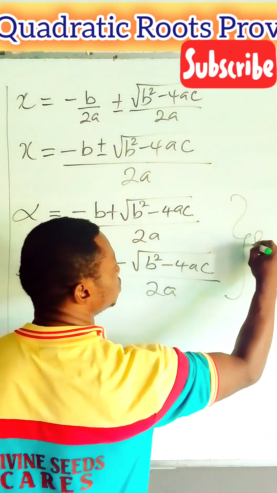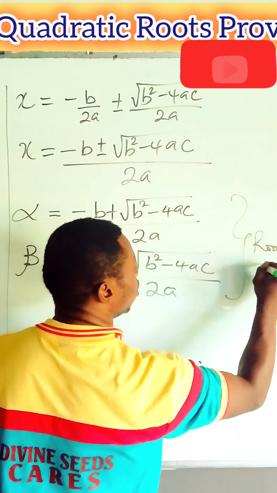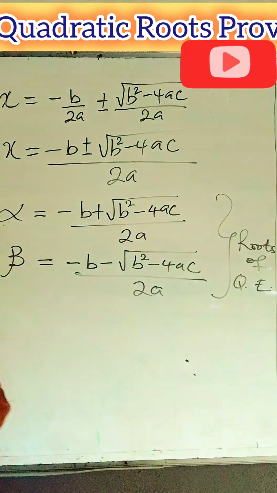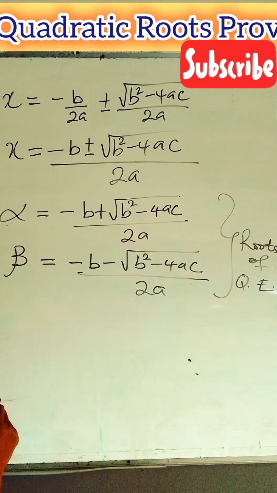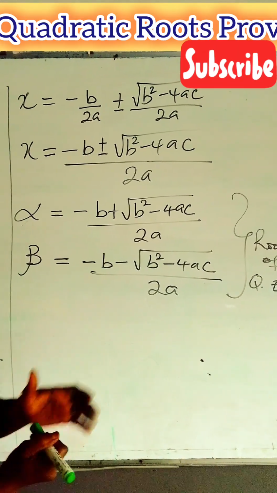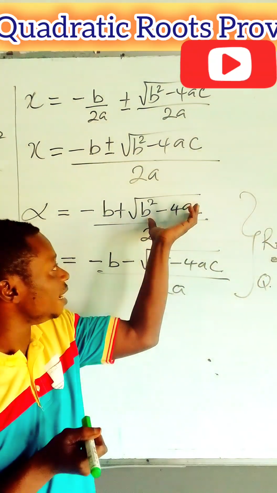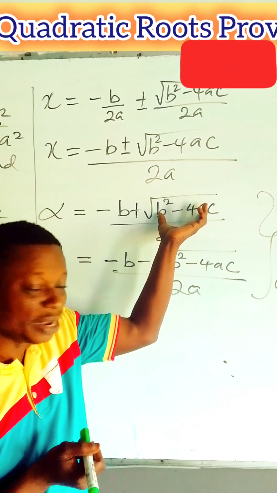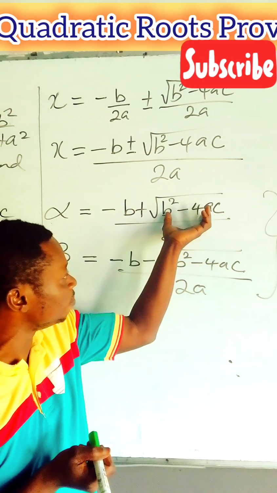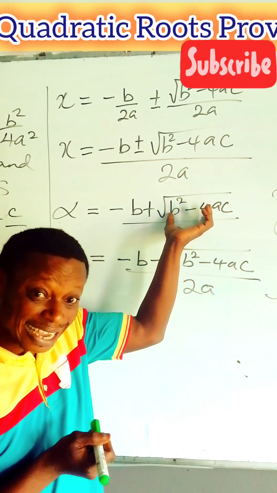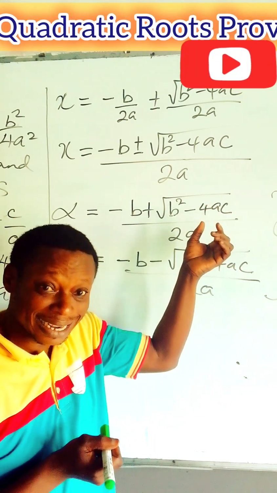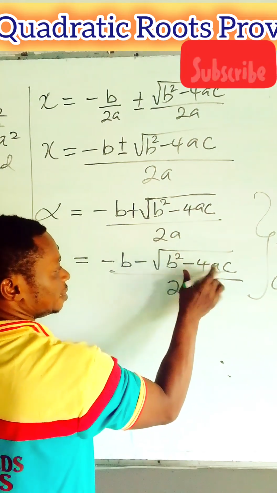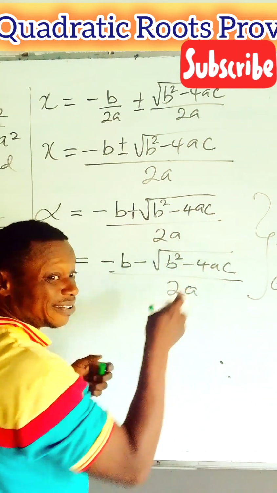We call those the roots of quadratic equation. Those are the two roots of quadratic equation. What we have inside the root symbol here is called the radical. This is called the radical symbol. So what is inside the root symbol is called the radical.